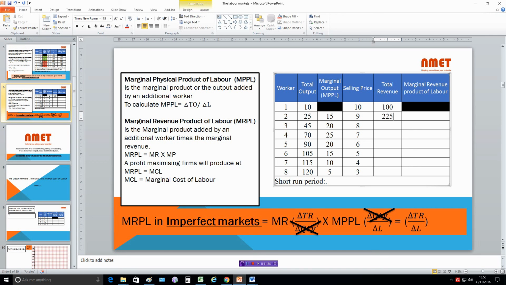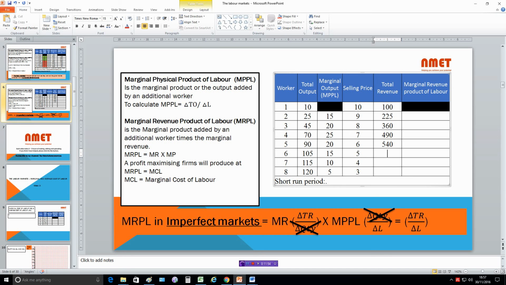225. 8 times 25 is 200 plus 25. Then 8 times 45. 8 times 40 is 320 plus 40, 360. 7 times 70 is 490. 6 times 90 is 540. Doing a great job.